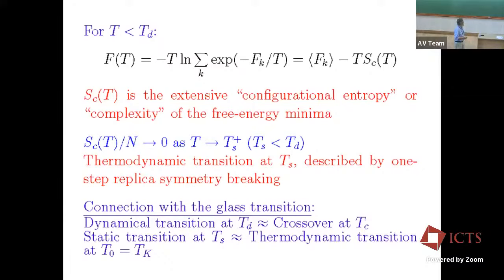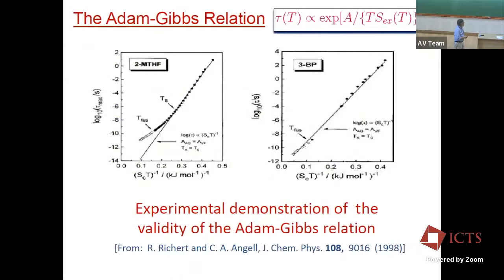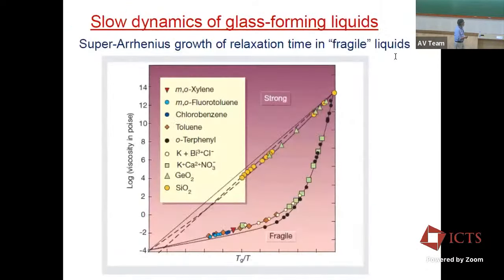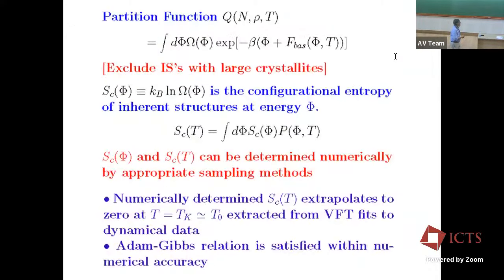And this vanishing of the configurational entropy is similar to what I was telling you here. In structural glasses, this excess entropy goes to 0 at a temperature which turns out to be close to the temperature where the dynamics is supposed to diverge. So this transition often is called, if one believes this Adam-Gibbs relation and so on, an entropy vanishing transition. And a similar transition is seen in these models.